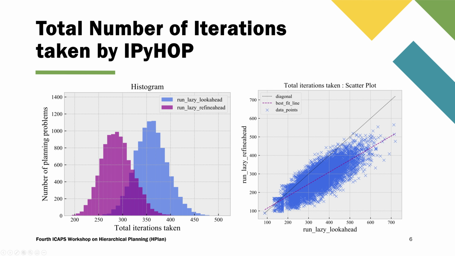Here we show the results of the total iterations taken metric. This metric calculates the total number of iterations taken by the planner for a given planning problem. Calculating iterations provides a good estimate of the planner's total planning time. The total number of iterations taken by the planner for run lazy look ahead is presented as blue histogram and run lazy refine ahead as purple histogram. The relation of this metric for the two deliberative acting algorithms is visualized as a scatter plot on the right.